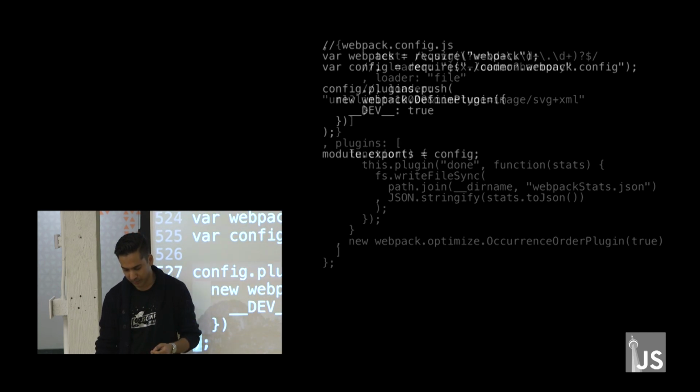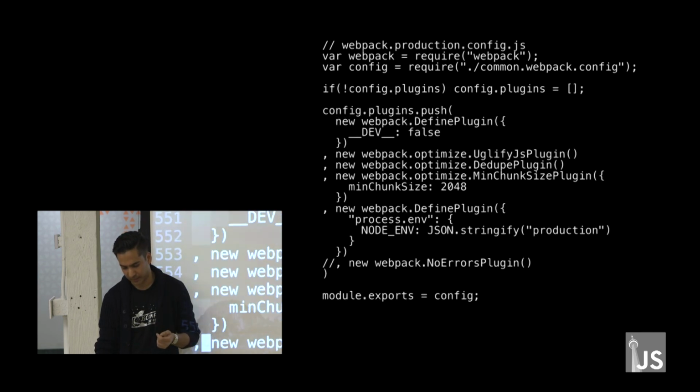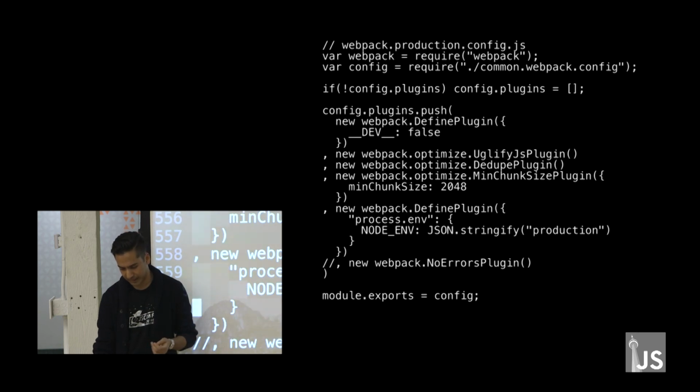So this is our development Webpack config. I'm just grabbing the config I defined before, tacking on dev is true, and then in my production Webpack config, I'm doing the same thing. I'm grabbing my common config and I'm saying dev is false. I'm uglifying it. I'm deduping things. I'm saying my minimum chunk size is 248. I think that's bytes or kilobytes, I forget. Defining node env and so on and so forth.